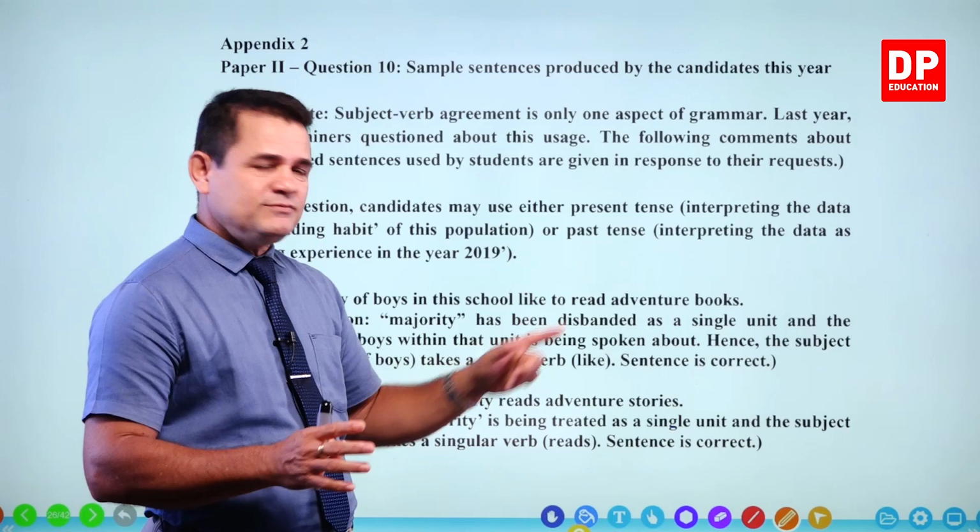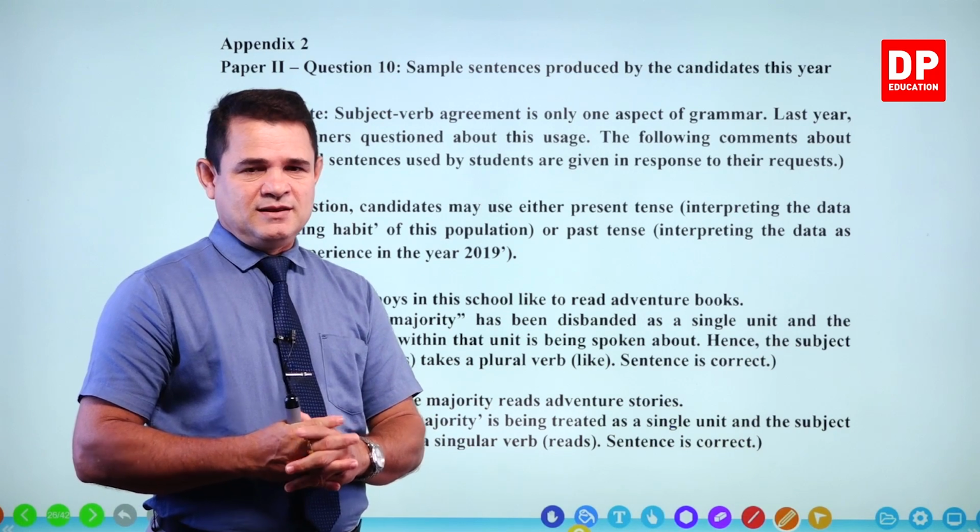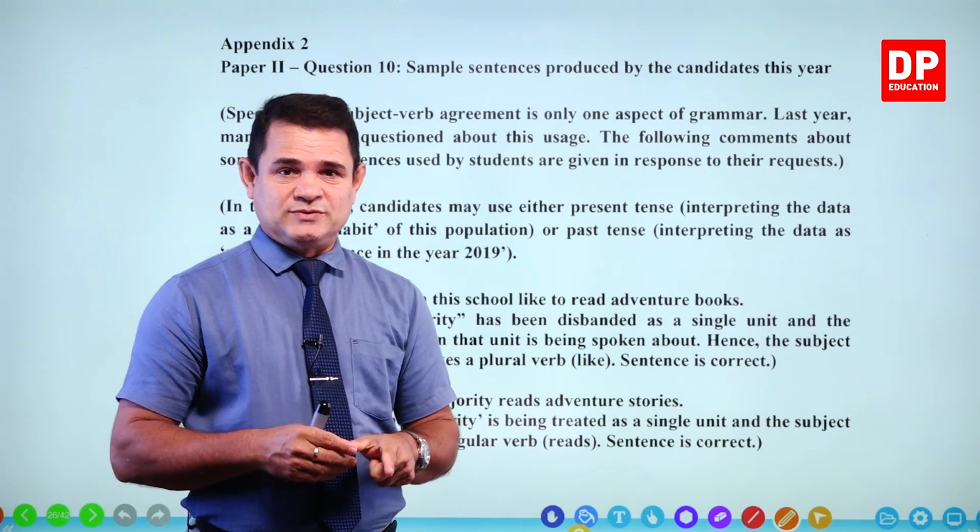You can write this kind of sentences, right? Now I am focusing on the language as well.